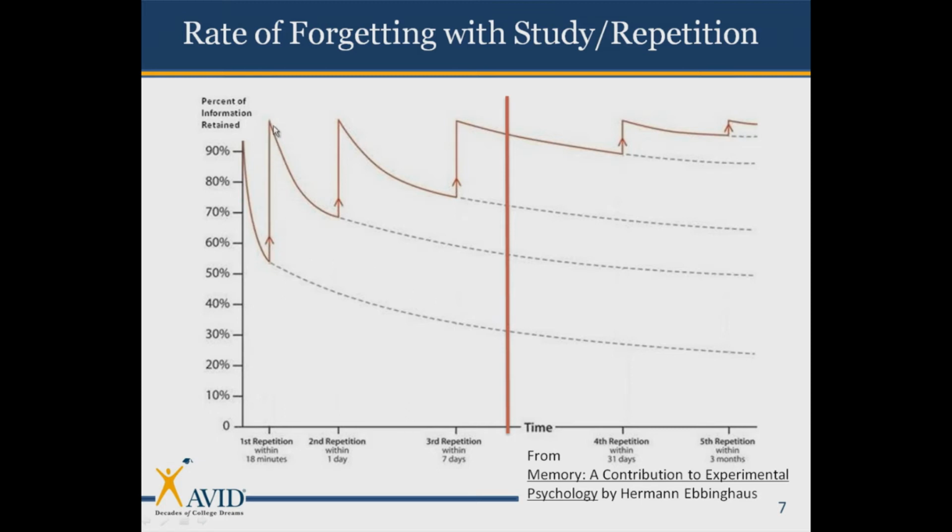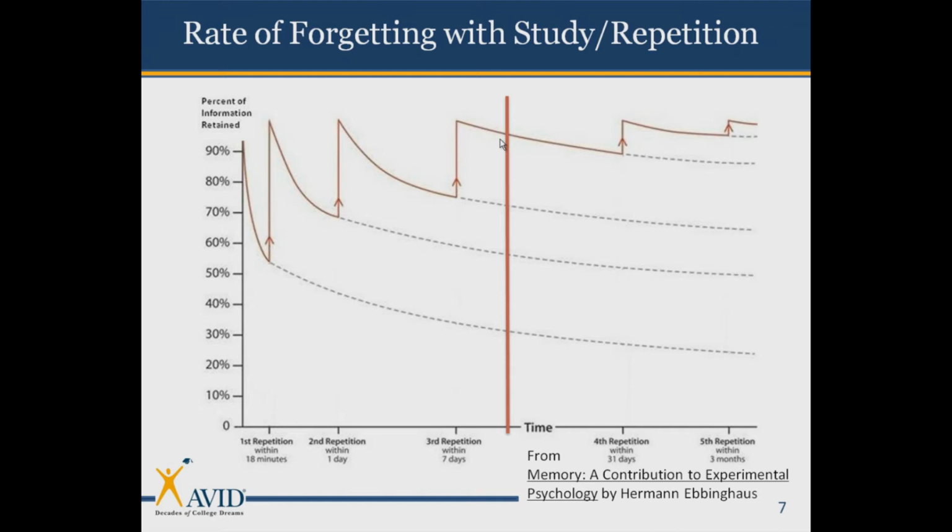But if we had gone back and gotten a first repetition of that information, then our retention is significantly higher, although it's still below 60%. But with the second repetition, now I'm up above 70%. I would expect to pass that test. And if I had even gotten a third repetition, my retention level is above 90%. I would probably have enough knowledge to make an A on that test.